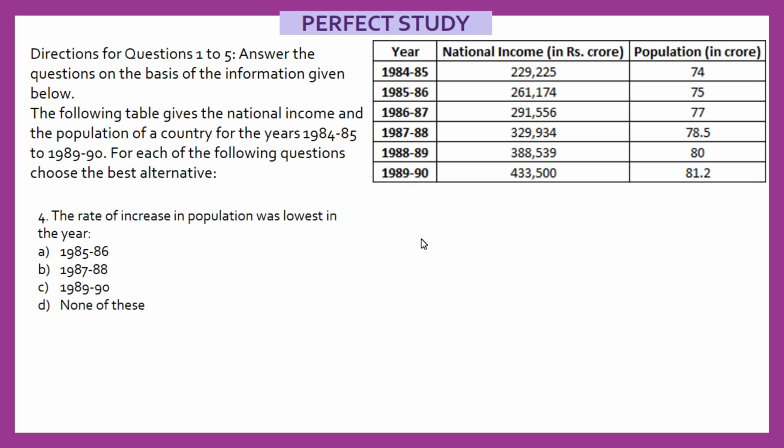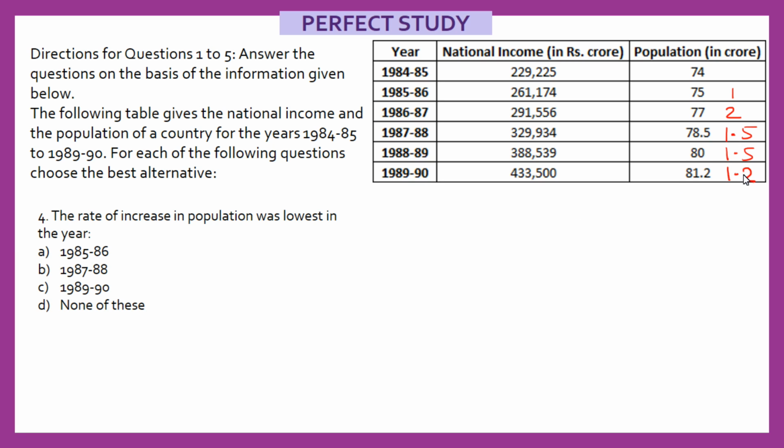Fourth, the rate of increase in population was lowest in which year? So rate of increase in population in 85-86, the population has increased by 1. Here it has increased by 2. Here it has increased by 1.5. Here the increase is again 1.5, and here it is 1.2. Okay, so we have to find in which year the rate of increase in the population is lowest.